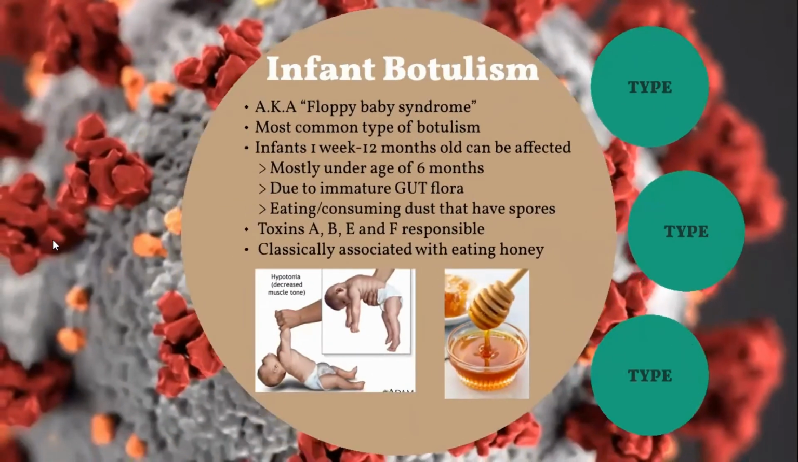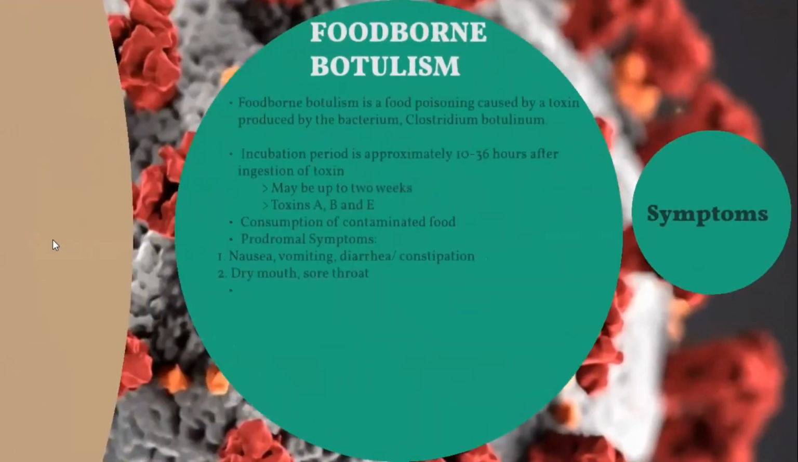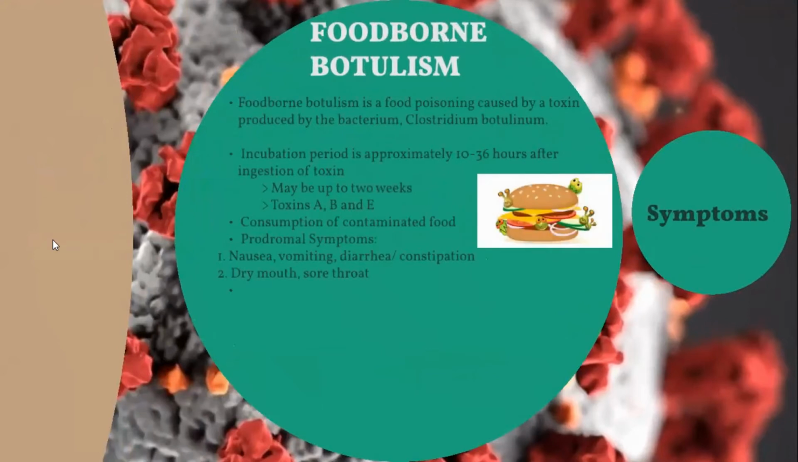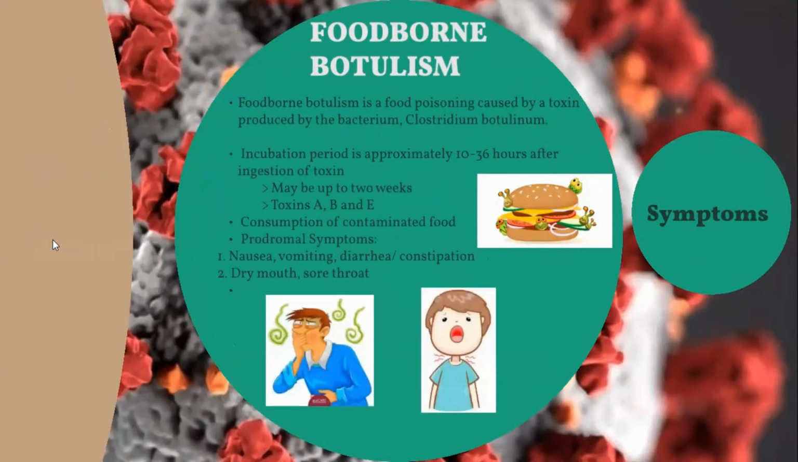So the next type of botulism is foodborne botulism. As its name suggests, it is from consuming food that contains toxin. After ingestion of the toxin from the food, the incubation period is approximately 10 to 36 hours and can be prolonged, and it may take up to 2 weeks. It is caused by toxins A, B, and E, and again, it is due to the consumption of contaminated food.